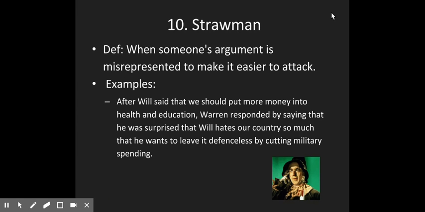All right, and our last one today is straw man. This is when you try and make your opponent's argument sound weaker than it actually is. So you're making them like a straw man, you are making their argument seem weak. So look at this example. After Will said that we should put more money into health and education, Warren responded by saying that he was surprised that Will hates our country so much, and he wants to leave it defenseless by cutting military spending.